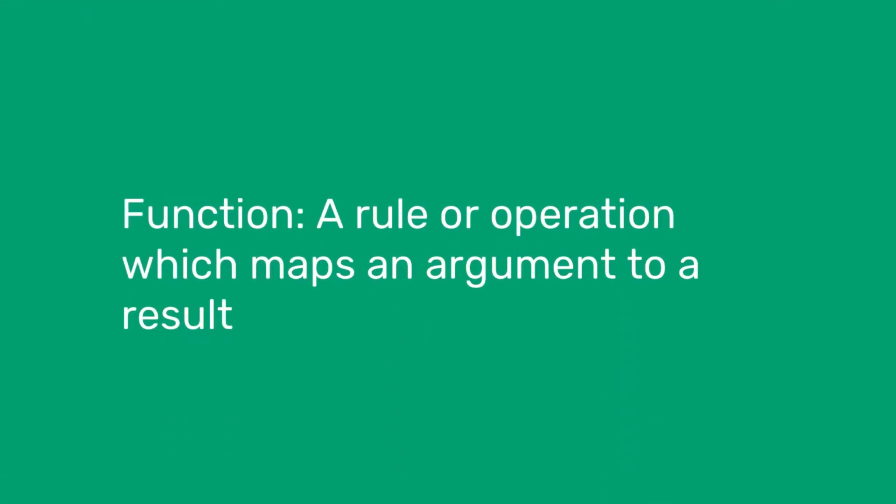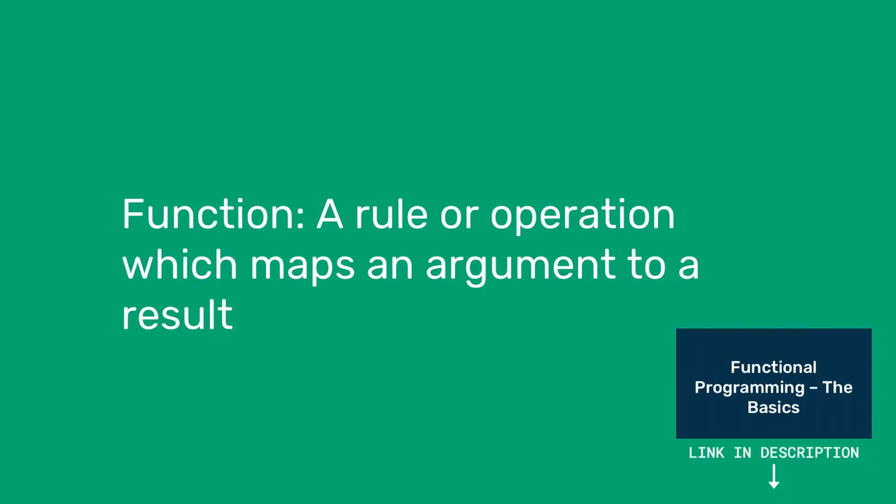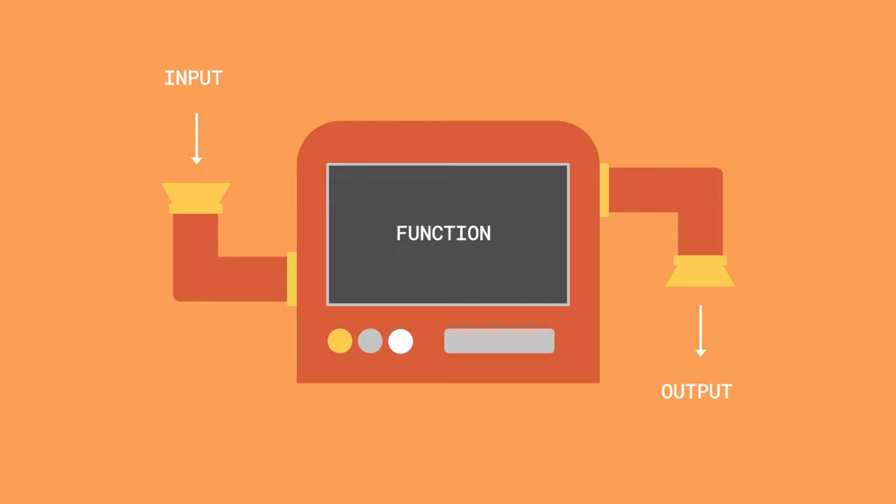As we spoke about in our introductory video, a function is a rule or operation which maps an argument to a result. Now, argument and result are two new terms that we've introduced, so let's go ahead and clear those up. Now, an input can also be called the argument, and the output can also be called the result. So we now have three components to the function: the argument, the function, and the result.